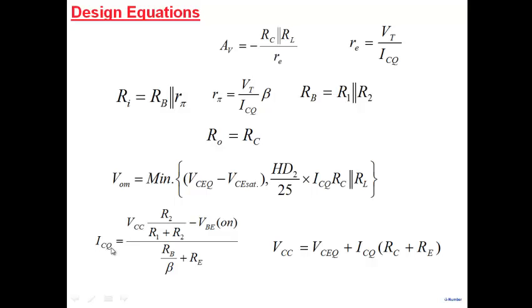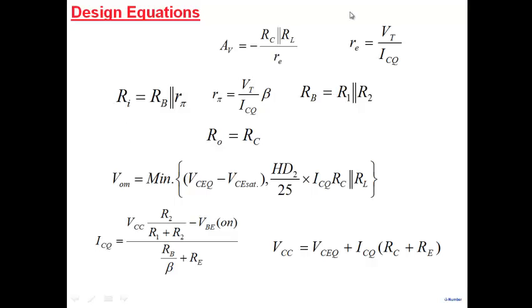And we have an expression for ICQ which relates it to the different resistor values and beta and VBE that you have here. And this is nothing but the simple equation for the output loop here: VCC, VCEQ, ICQ, RC plus RE. So we have a couple of equations that are there. And what you are given is most of the things on the left-hand side. You're given AV, you're given RI, you're given R0, you're given V0M.